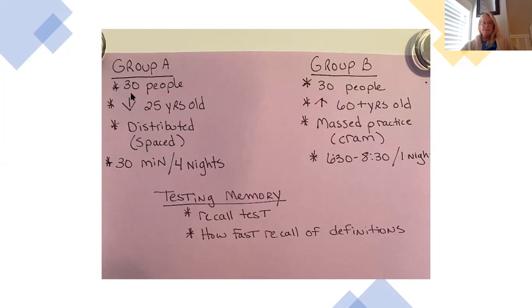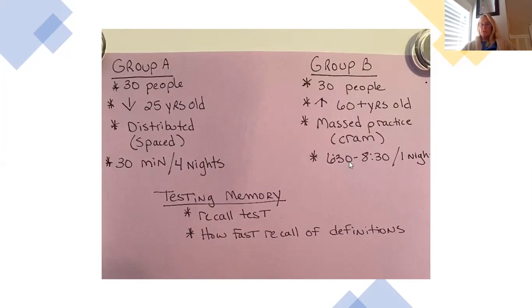All right, group A has 30 people. They're either 25 years of age or younger. This group has distributed practice, which means spaced practice. They're going to do the practice 30 minutes a night for 4 nights.